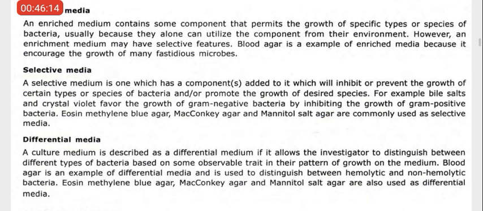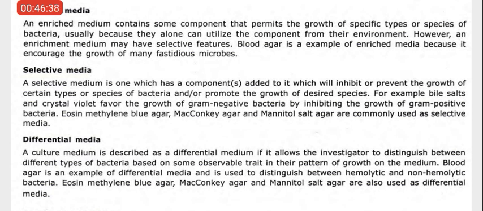Then selective media. A selective medium is one which has a component added to it which will inhibit or prevent the growth of certain types or species of bacteria and promote the growth of desired species. For example, bile salts and crystal violet favor the growth of gram-negative bacteria by inhibiting the growth of gram-positive bacteria. Bile salts and crystal violet.